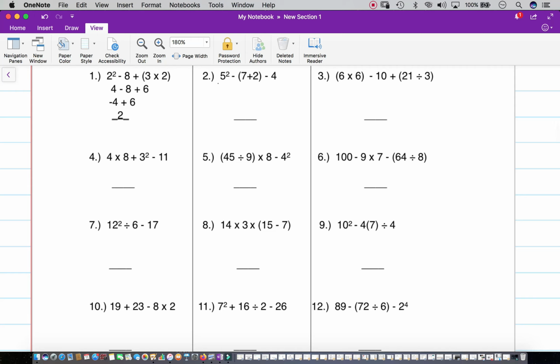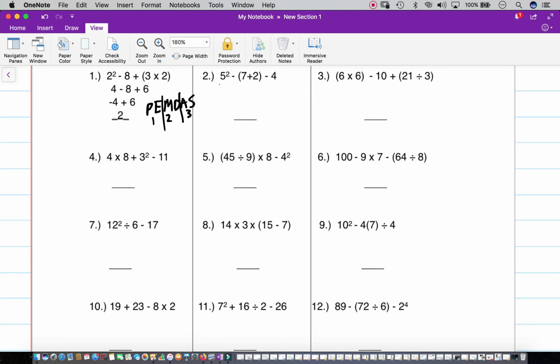All right, so we've got 5 squared minus 7 plus 2 minus 4. What would I start with? Write this down for notes for us. We just wrote that to the side as a reminder. So we would do the exponents first, because exponents and parentheses are in the same house. So I can do my exponents right before I do my parentheses.